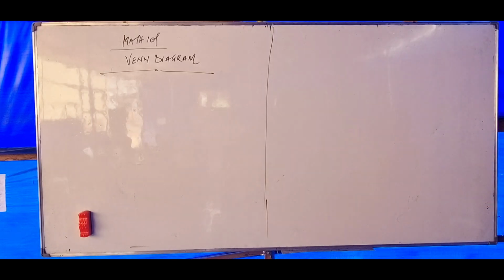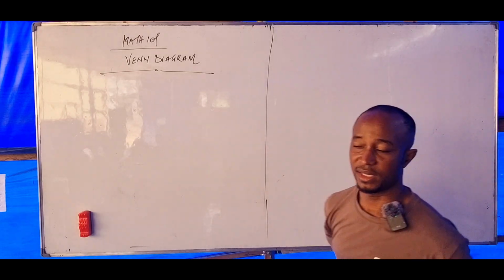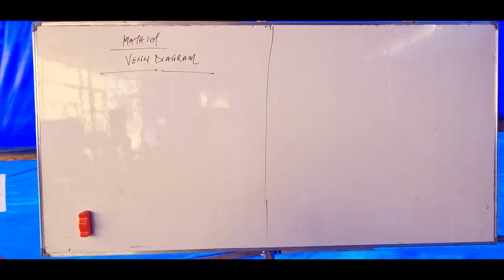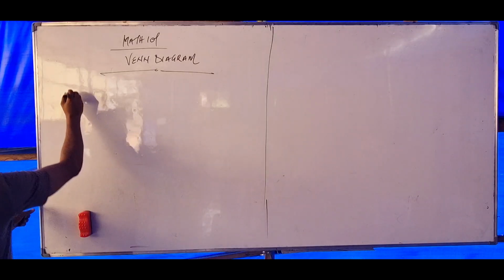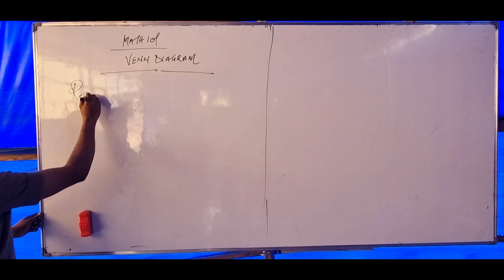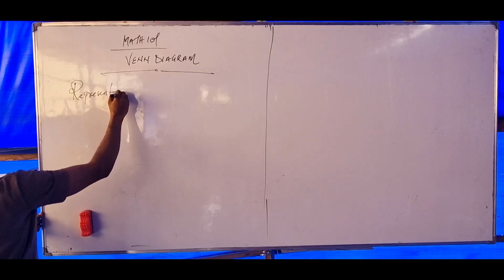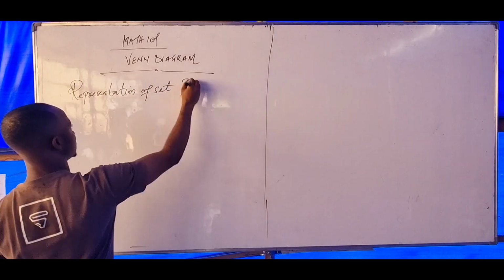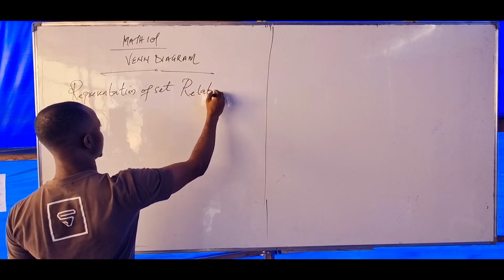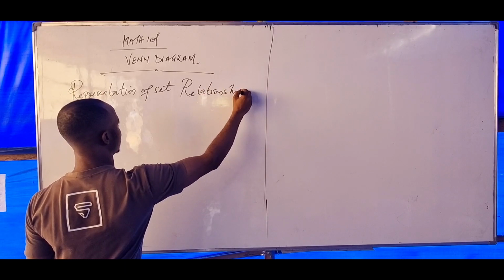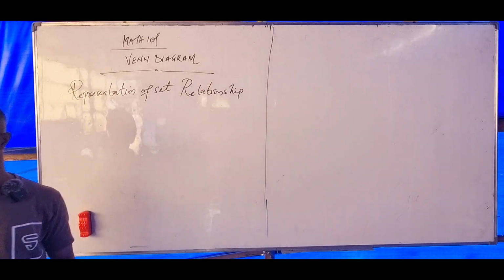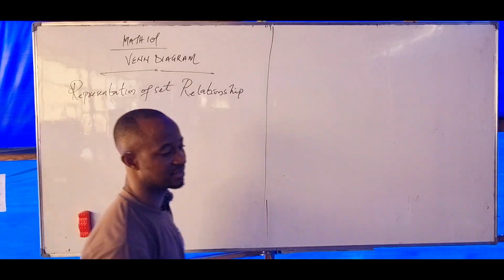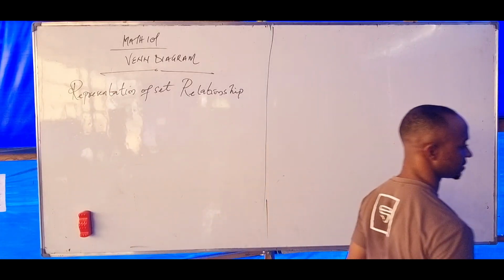A Venn diagram is defined as a representation of set relationship. Venn diagram is a representation of set what? Relationship. I said a Venn diagram is defined as a what?